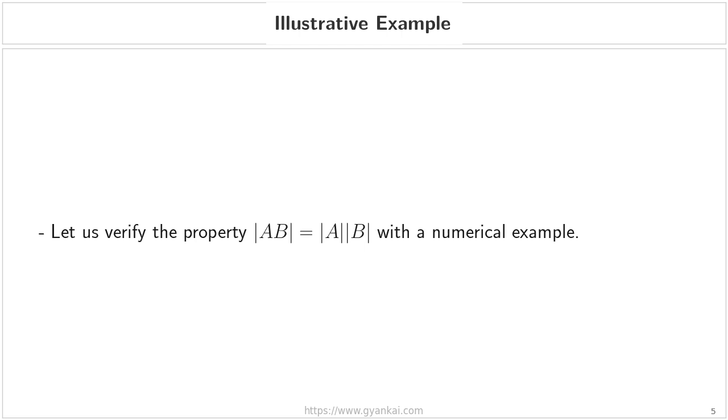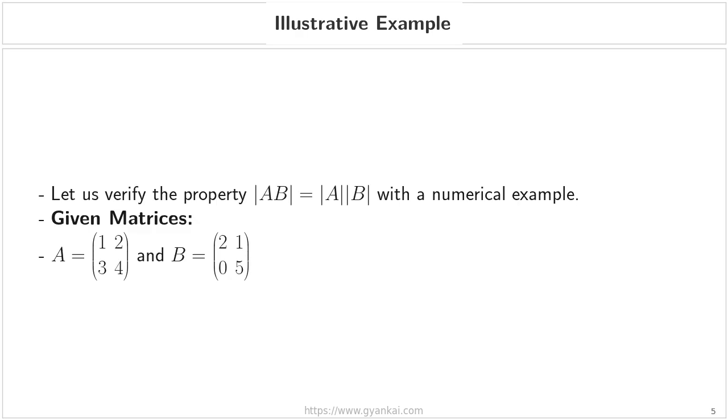To truly see this property in action, let us verify the property that the determinant of A times B equals the determinant of A times the determinant of B with a concrete numerical example. For this demonstration, I am providing us with two given matrices. Matrix A is a 2x2 matrix with the first row being 1, 2, and the second row being 3, 4. Matrix B is also a 2x2 matrix, where the first row consists of 2, 1, and the second row consists of 0, 5. In the next few slides, we will calculate the determinants individually, and then compare them to the determinant of their product to see if they match.